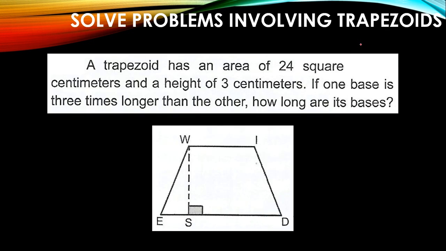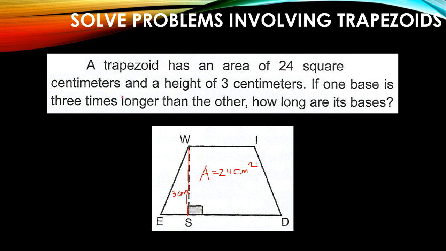Okay, so let's have this last problem that involves trapezoids, and after that proceed to heights. Okay, a trapezoid has an area of 24 square centimeters. So the area is 24 cm squared, or 24 square centimeters. That is the area of the trapezoid. And we have the height of 3 centimeters. So that is WS, 3 cm.